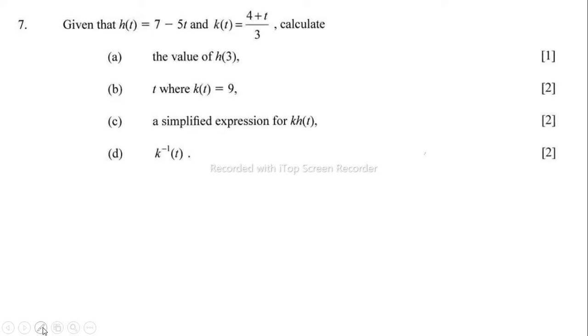Okay, so it says given that h of t is equal to 7 minus 5t. Now h of t is a function. What type of function is this? We did do this before. Everyone should know what type of function this is.